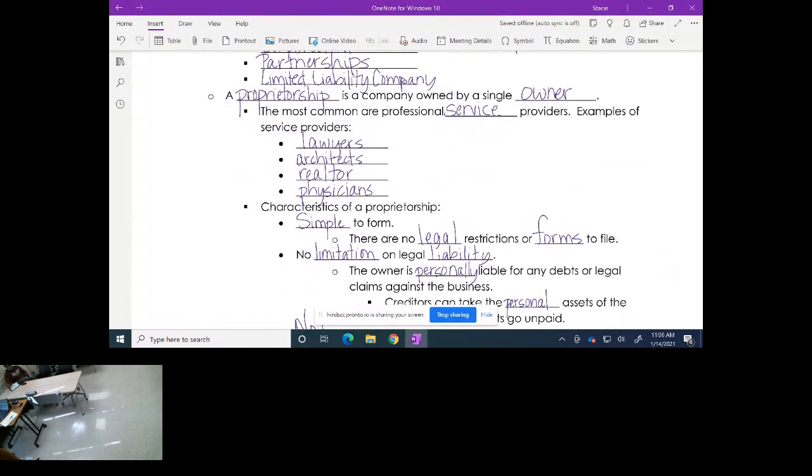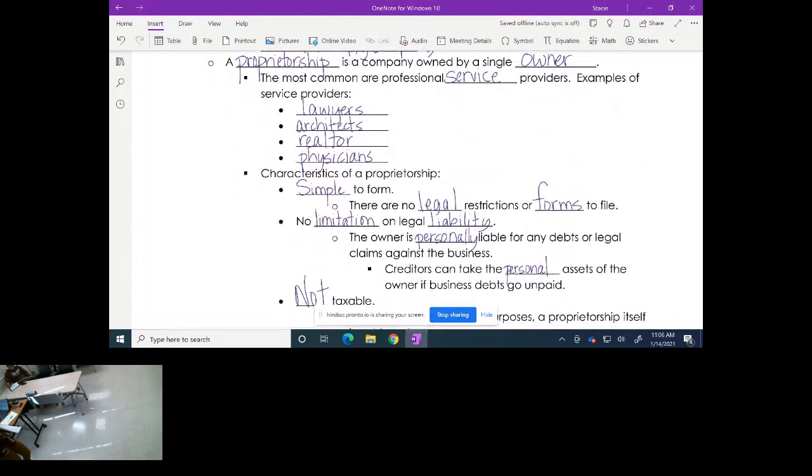Proprietorship, that's one owner. That's what we did last semester. So we had like Chris Clark Capital or whatever, and that was it. Only one capital account. You'll see a lot of professional service providers formed as proprietorships, like lawyers, architects, realtors, doctors, which is kind of scary, because your liability is, you're exposed.